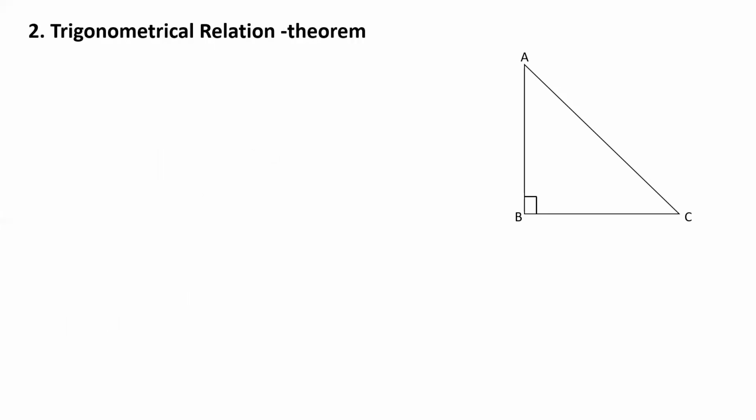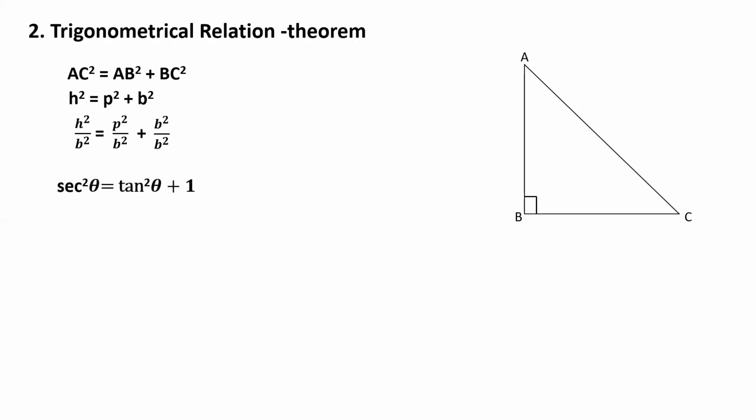Now let's talk about the next relation. Once again, it's the same thing here. H square equals p square plus b square. Now this time I'm dividing h square by b square, and p square by b square plus b square by b square. So both sides I'm dividing by b square. Now when I do so, h by b means what? That is sec square theta is equal to p by b means tan square theta plus b square by b square, which cancels. That is 1. So what is sec square theta? That is 1 plus tan square theta.